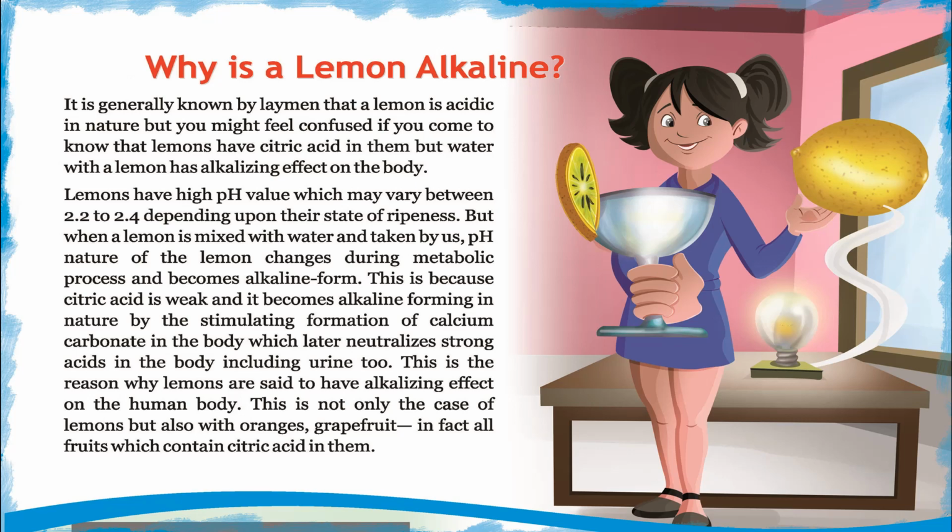But when a lemon is mixed with water and taken by us, the pH nature of lemon changes during the metabolic process and becomes alkaline. This is because citric acid is weak and it becomes alkaline, stimulating the formation of calcium carbonate in the body, which later neutralizes strong acids in the body, including urine too. This is the reason why lemons are said to have an alkalizing effect on the human body. This is not only the case with lemons but also with oranges, grapefruit, in fact, all fruits which contain citric acid in them.